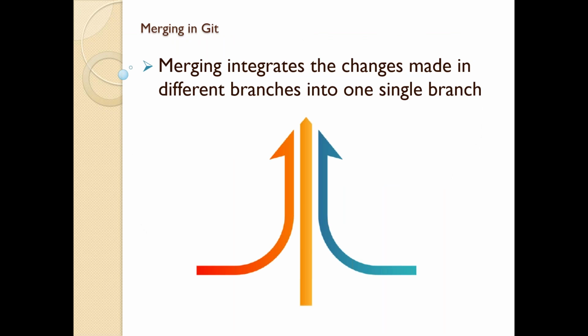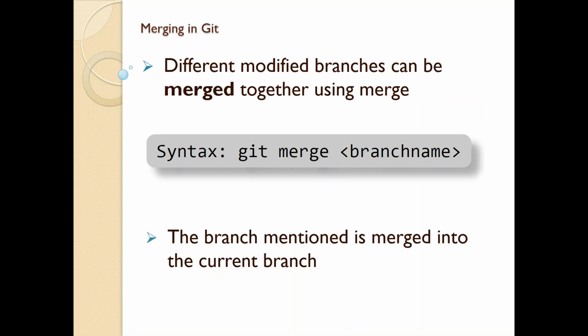Now, how do we merge these branches? Right now, the testing team has cut a branch from master. They have made their changes. The DBA team has cut from master. They have made their changes. How are we going to merge everything and push it as a single branch? Merging integrates the changes made in different branches into a single branch. So git merge is the command. The branch mentioned is merged into the current branch.